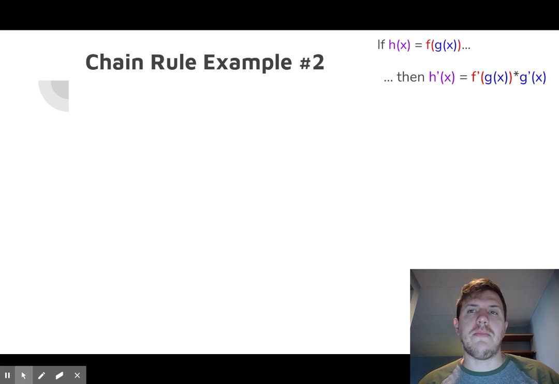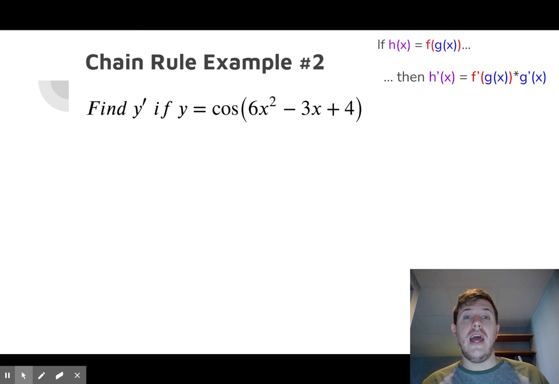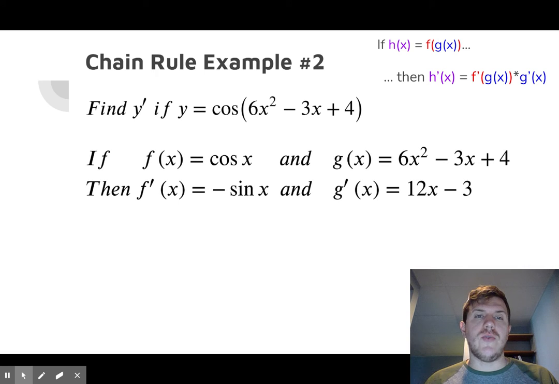Looking at another example here. Let's say we want to find the derivative of the cosine of a quadratic function. Once again, that overarching function is going to be cosine, and the secondary function is what's inside, that's 6x squared minus 3x plus 4. So if we know that much, we take the derivatives of both of them. The derivative of cosine is negative sine of x, and the derivative of my quadratic function, 6x squared minus 3x plus 4, is just 12x minus 3.